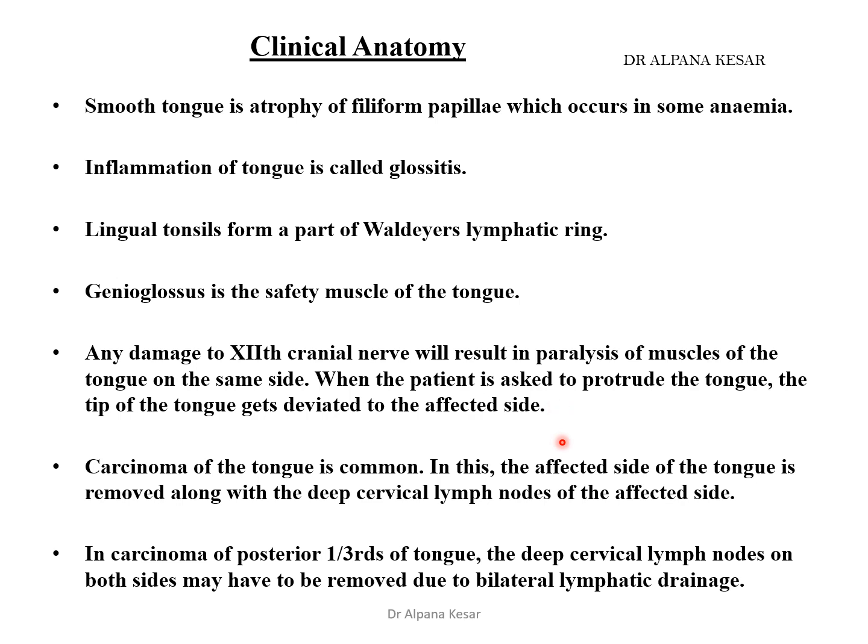When the patient is asked to protrude the tongue, the tip of the tongue gets deviated to the affected side. Carcinoma of the tongue is common. In this, the affected side of the tongue is removed along with the deep cervical lymph nodes of the affected side. In carcinoma of the posterior one-third of the tongue, the deep cervical lymph nodes on both sides may have to be removed due to bilateral lymphatic drainage of the posterior one-third of the tongue.